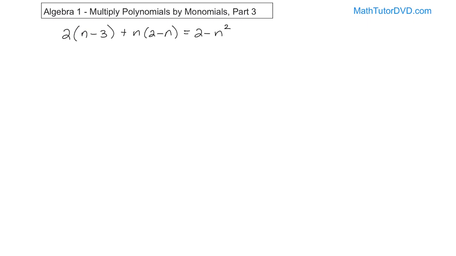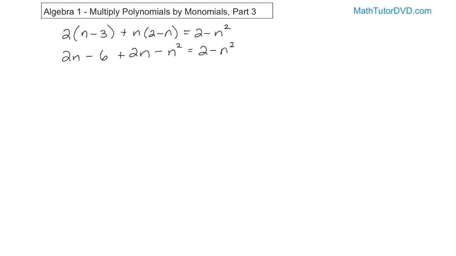2 times n is 2n. 2 times negative 3 is negative 6. And then you have a plus sign, and then n times 2 is 2n. And then n times negative n gives you negative n squared because you add the exponent since the base is the same. On the right-hand side, I just keep track of everything.